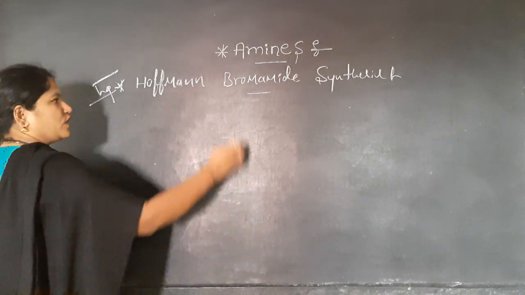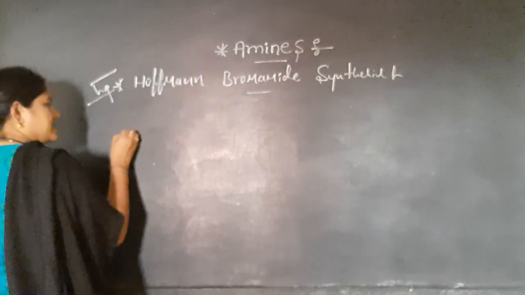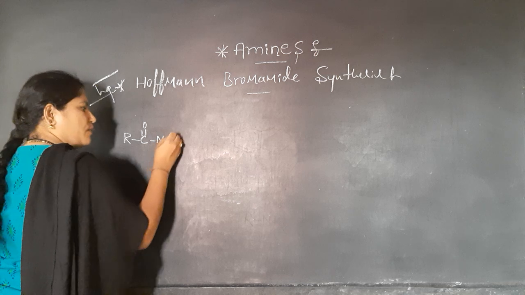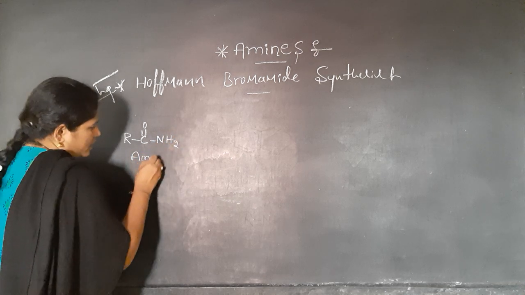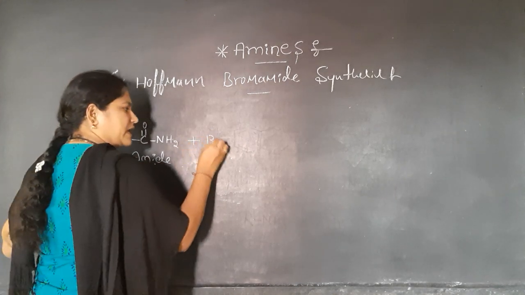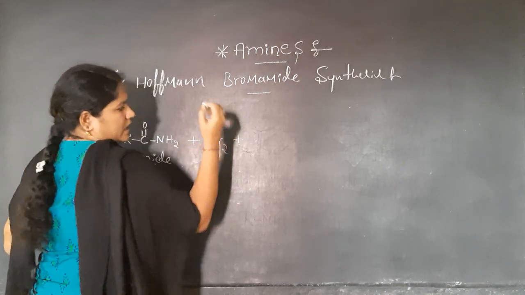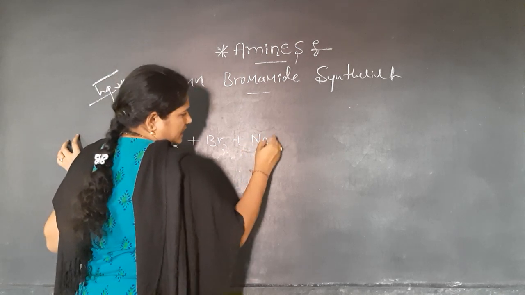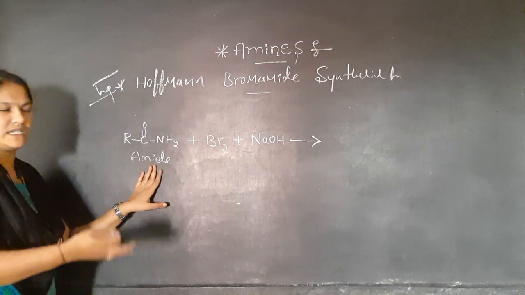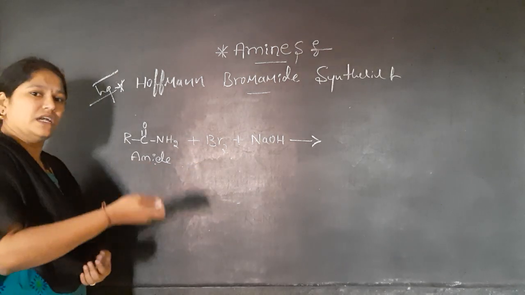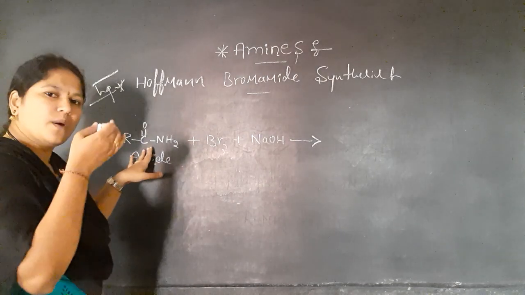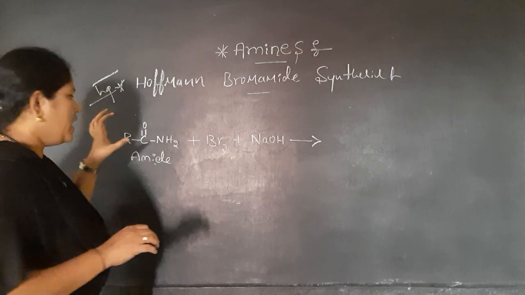So here the reactant molecules are bromine as well as amide. Let's consider the general formula of amide, RC double bond O NH2, that we know. When the amide is treated with bromine in the presence of aqueous KOH or NaOH, in the presence of base, then a degradation reaction takes place. Degradation means the molecule breaks, with migration of a substituent.